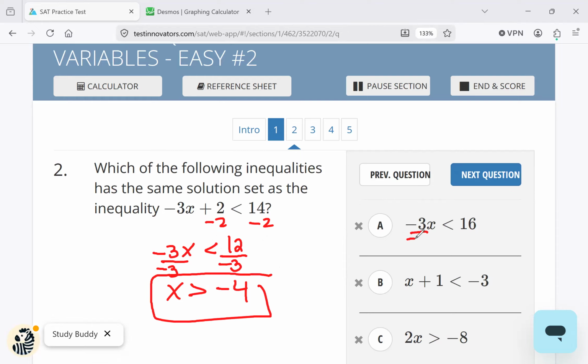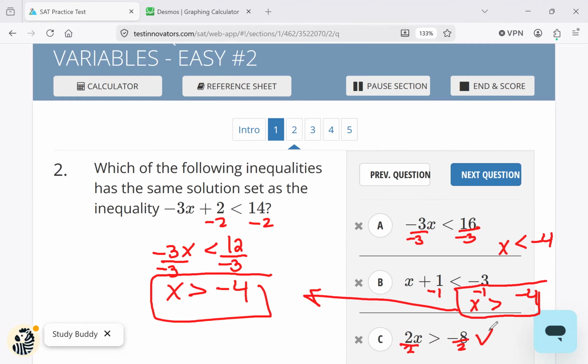A, if I divide both sides by -3, no, because that doesn't give you -4. Is it B? If I subtract 1 from both sides, I get x is less than -4. No, you want something slightly larger, right? What about C? If I divide this by 2, you get x is greater than -8 divided by 2 is -4. Bingo, right? X is greater than -4. That's what we have. So it has to be C.